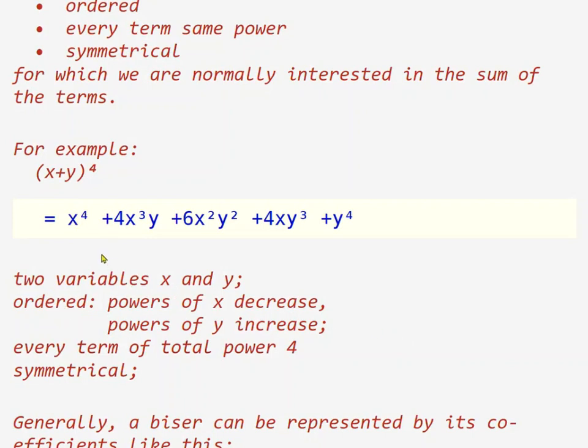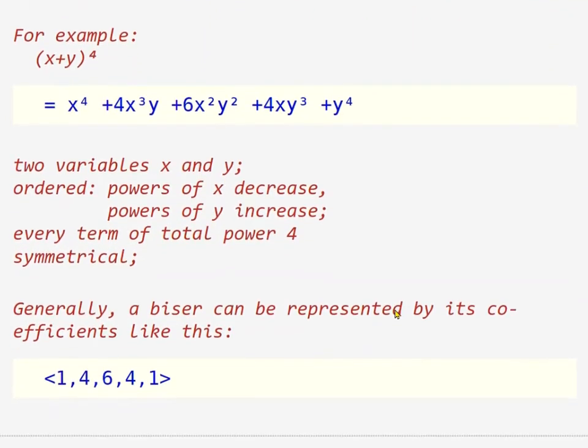There are two variables x and y. The powers of x decrease. We've got x power 4, power 3, power 2, power 1, 0. And the powers of y increase: 0, 1, 2, 3, 4. So every term has a total power of 4. And it is symmetrical. If you swapped x and y for y plus x, it would be the same.